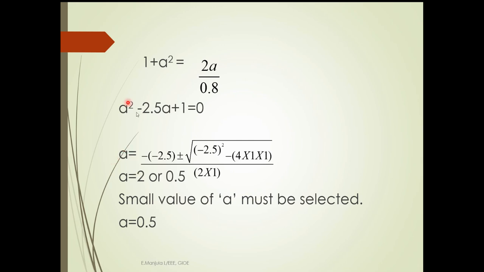We know this is solved using the quadratic formula, that is, minus b plus or minus the square root of b square minus 4ac, divided by 2a.